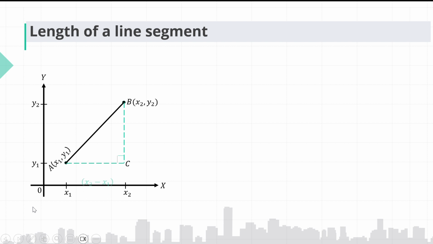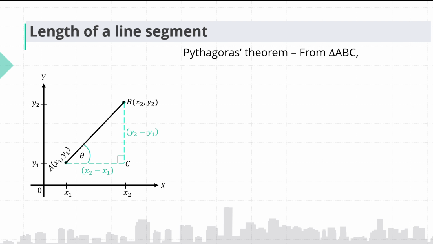Now we want to use the Pythagoras theorem to establish the formula for the length AB. We learned from previous lesson that the square of the hypotenuse. Now we see in the diagram that the line AB is opposite the 90 degrees. It's opposite the 90 degrees.